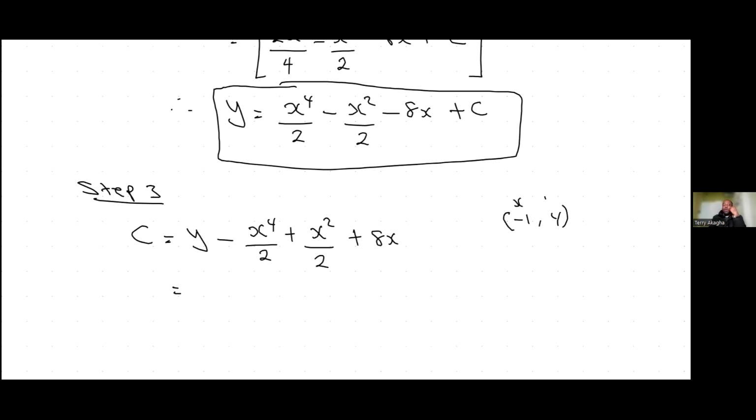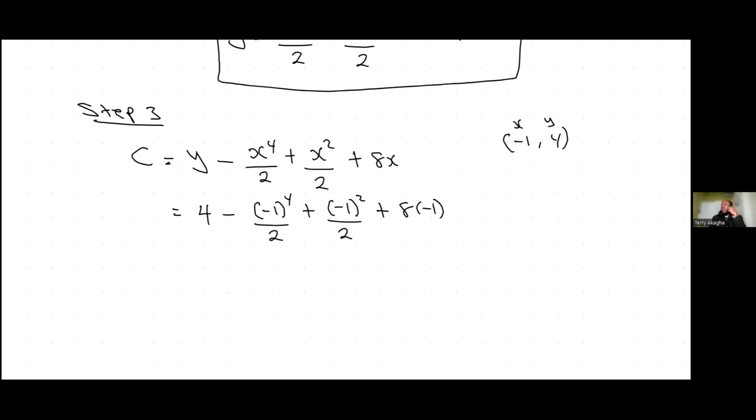So it's going to become 4 minus (-1) raised to the power 4 divided by 2 plus (-1) squared divided by 2 plus 8 times -1. And so therefore, the c is going to be equal to what? -4. Okay? So now the c we have is -4. So now what is step 4?